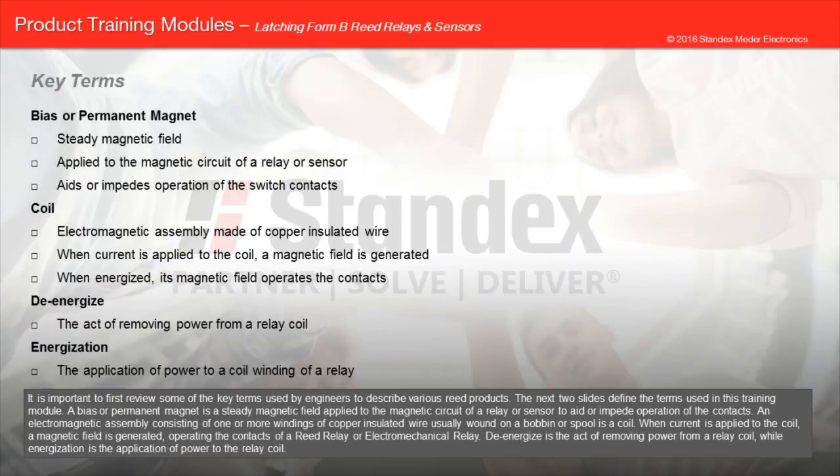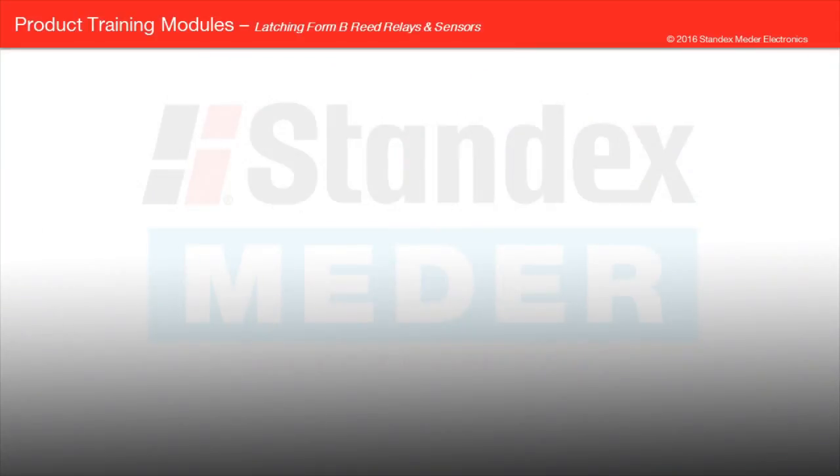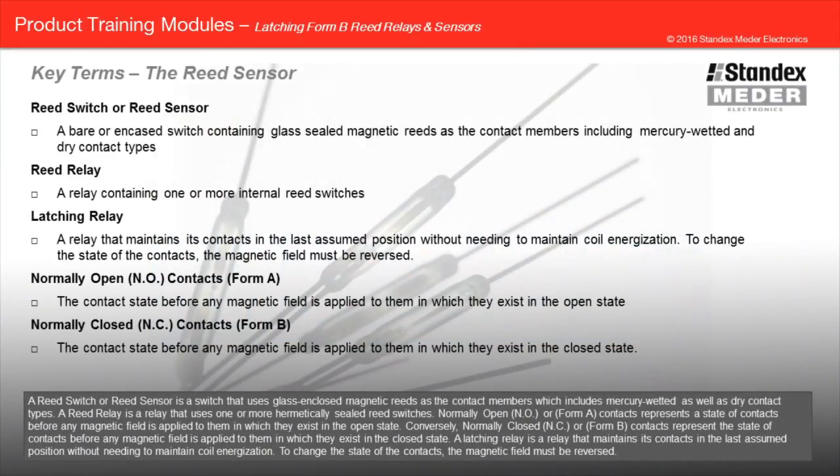De-energize is the act of removing power from a relay coil, while energization is the application of power to the relay coil. A reed switch or reed sensor is a switch that uses glass-enclosed magnetic reeds as the contact members, which includes mercury-wetted as well as dry contact types. A reed relay is a relay that uses one or more hermetically sealed reed switches.